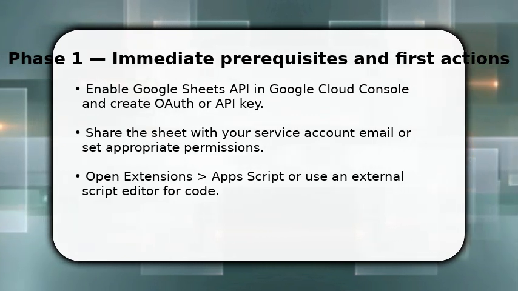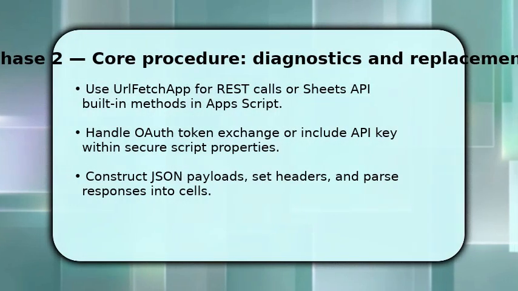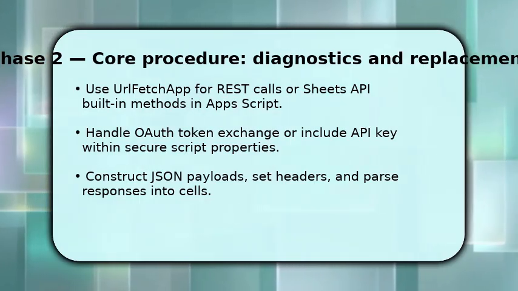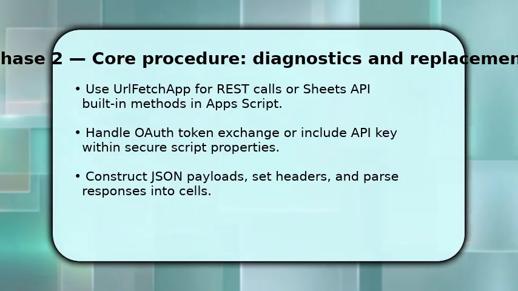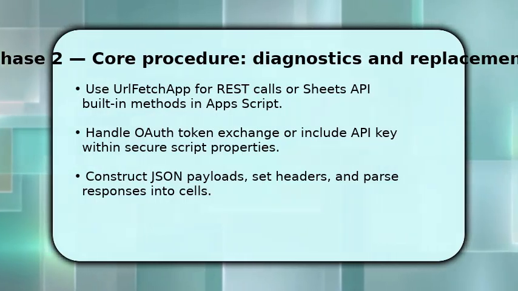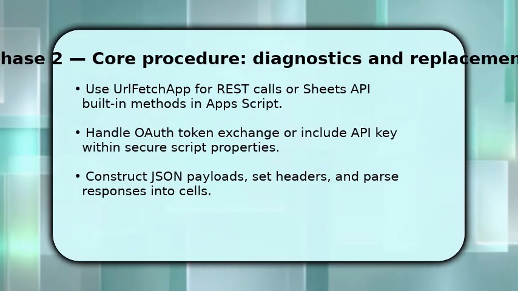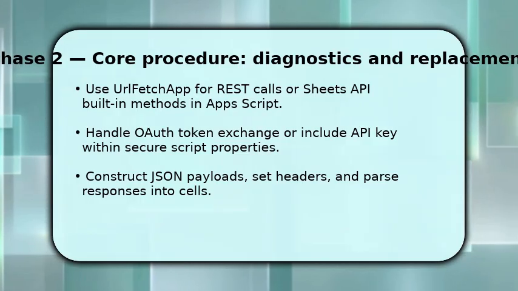You will now implement the call and authorize it. In App Script, use UrlFetchApp.fetch with method post/get, set authorization, bearer token or include key equals API key, and attach content type application/JSON. For Sheets API, use Sheets.Spreadsheets.Values.get and update for reads and writes. They handle auth after you authorize the script.